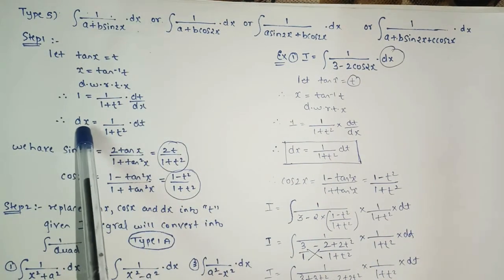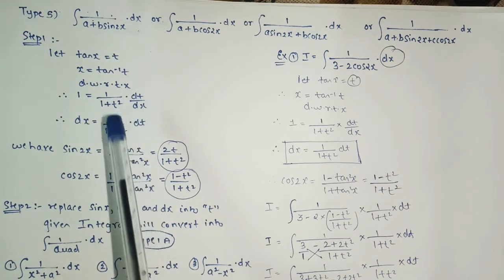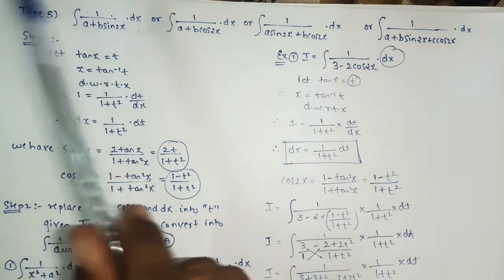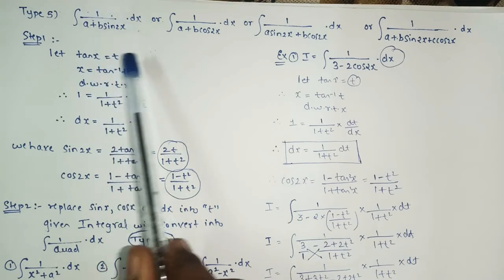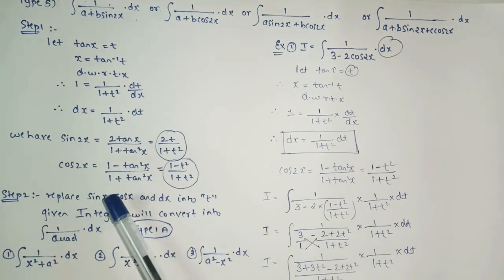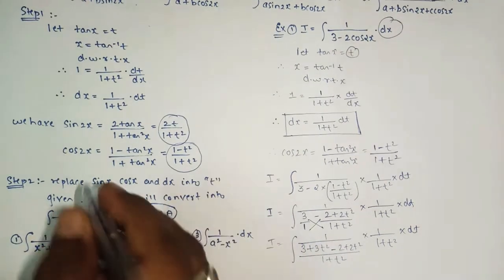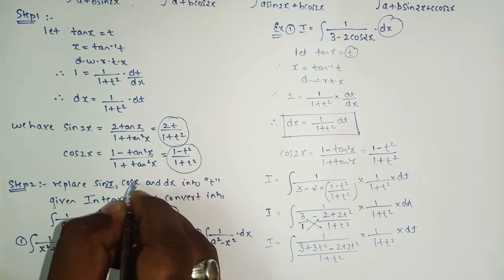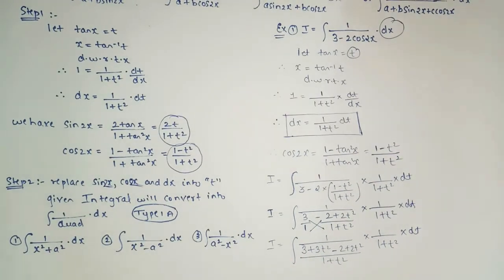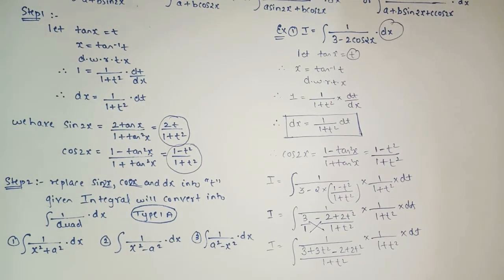The dx part. There dx was 2 upon 1 plus t square, here dx is 1 upon 1 plus t square. There we used to take tan x by 2 equals t, here we have to take tan x equals t. So that's the difference in step number 1. The rest, the formula for sine and cos, is the same. And step number 2 again is the same. When you replace the value of sin 2x, cos 2x, and dx in terms of t, the given integral will convert into 1 upon quadratic.